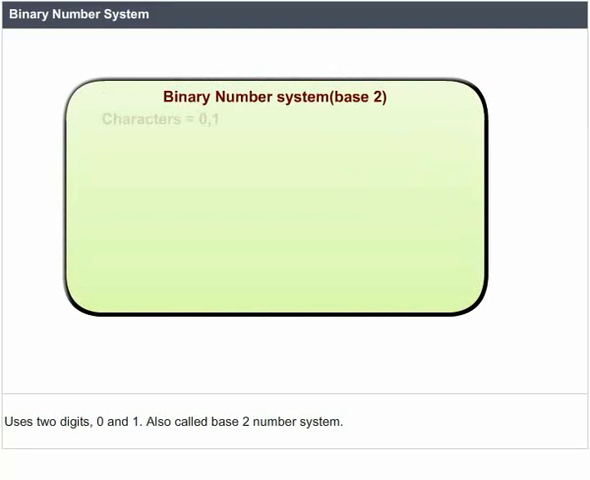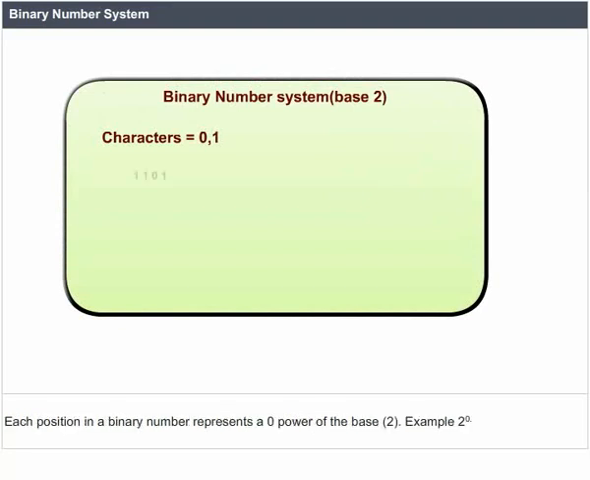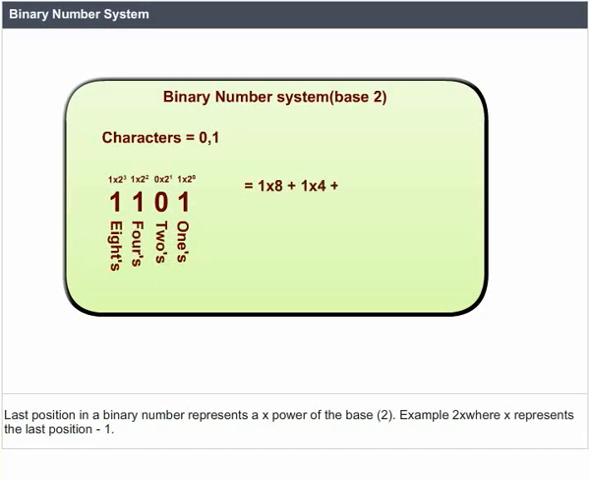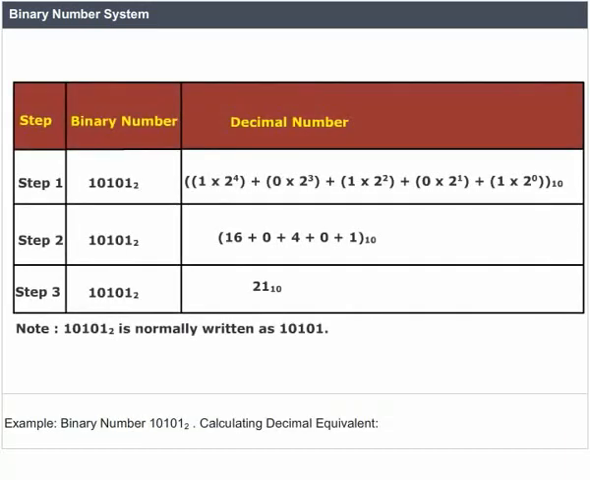Binary number system. It uses two digits, 0 and 1, and is also called the base 2 number system. Each position in a binary number represents a power of the base 2, for example 2 to the power 0 for the first position. The last position in a binary number represents 2 to the power x, where x represents the last position minus 1. Example, the binary number 10101 to the base 2.